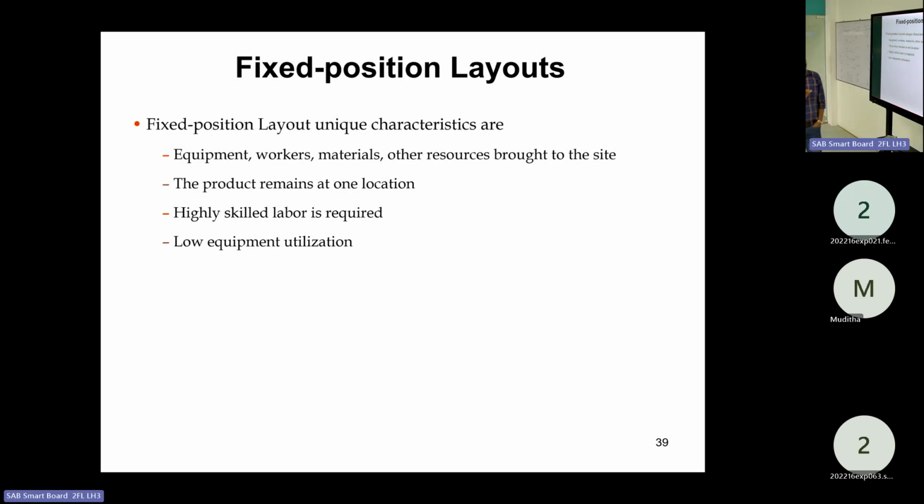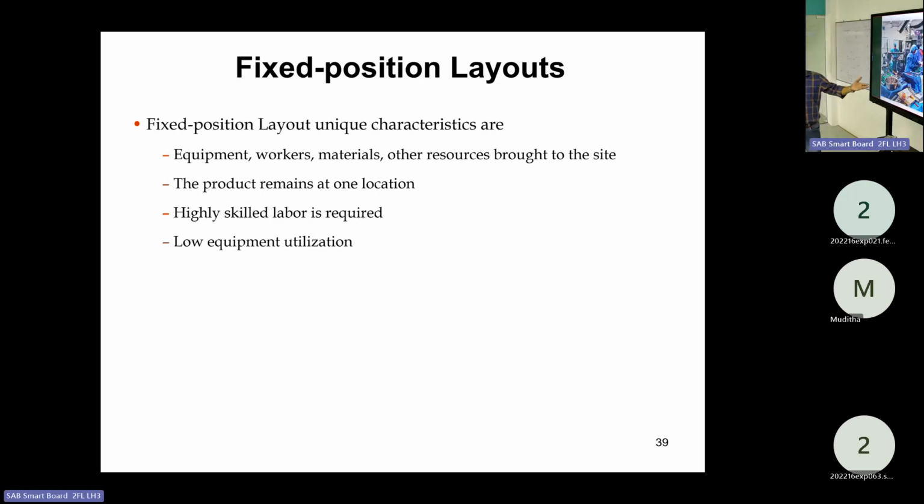So unique characteristics are equipments, workers, materials, and other resources are brought to the site. Product remains at one location. Customers remain at one location. High skilled labor is required. Use of resources, equipments, machinery, and all would be at low level. Utilization would be at low level.